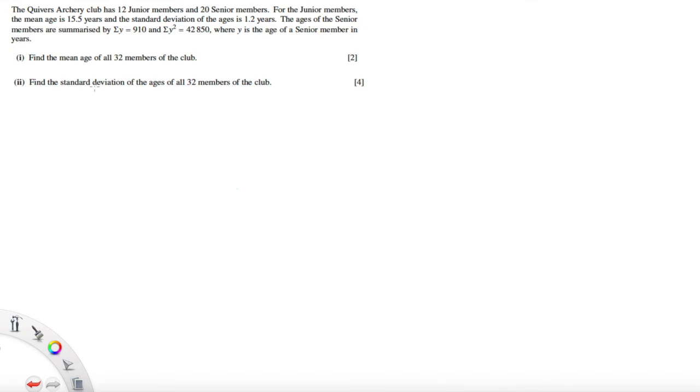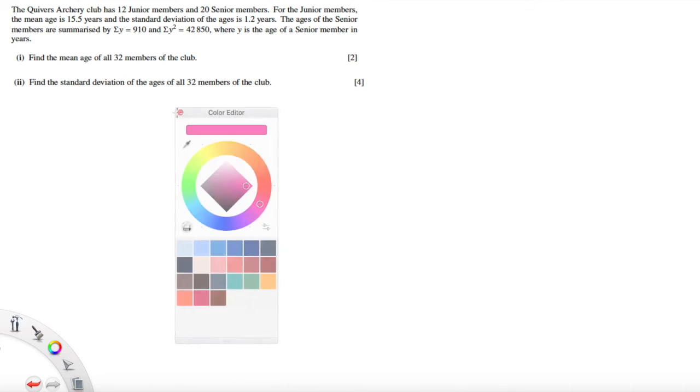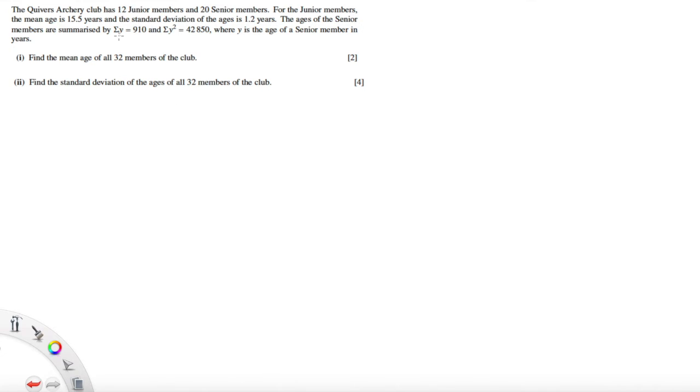Now part I: find the mean age of all 32 members of the club. Here we know that for the seniors, the sum of ages is 910, and mean is sum of data divided by number of data. For juniors, mean is 15.5 and the sum is unknown, and 12 is the number of data.